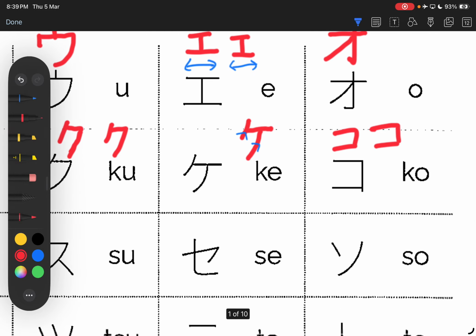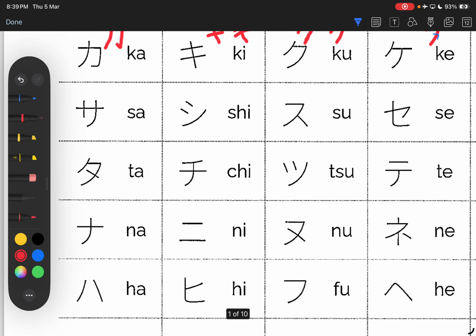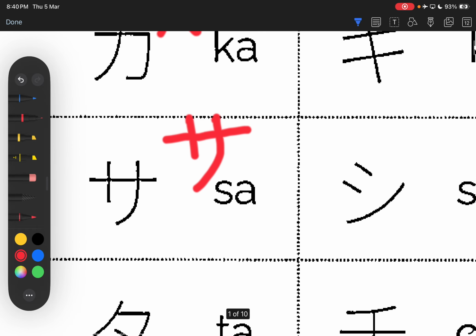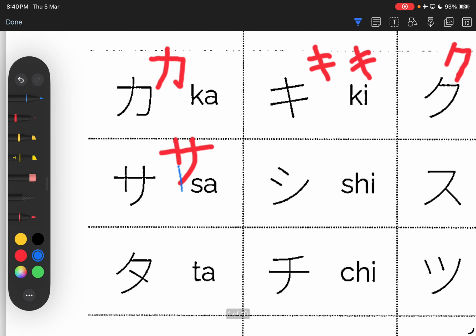Ko. Okay, next we have sa. Sa, very easy. 1, the vertical line first, then the horizontal line, and then the slanted line goes through. What is so unique about this is that this line stops just below the other. The right side slanted line stops just below the left side line. Okay, sa.